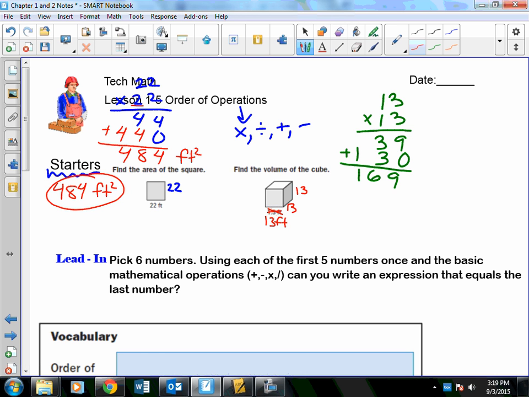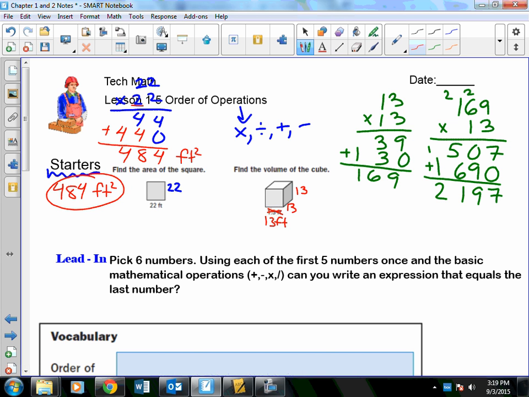Now I'm going to take 169 and multiply by 13 because 169 is just the area of one side of that cube. I get 3 times 9 is 27. 6 times 3 is 18 plus 2 is 20. And I get 3 times 1 is 3 plus 2 is 5, by 0. I'm just going to copy down the number. So I get that the volume of that cube is 2,197 cubic feet.